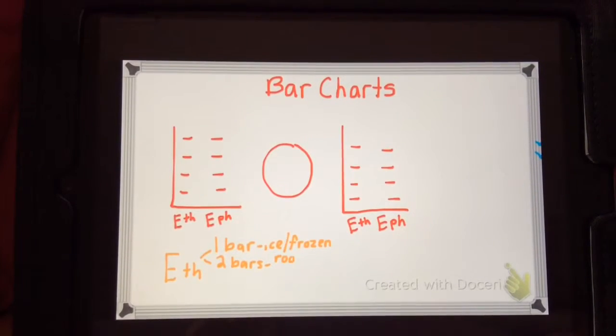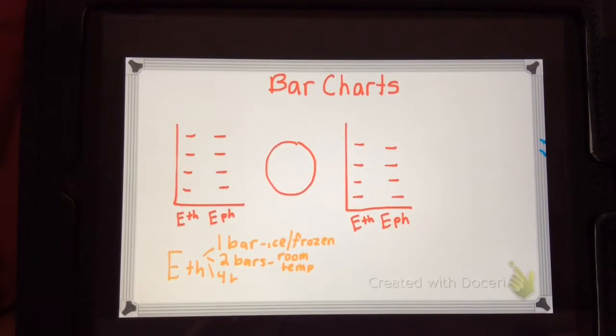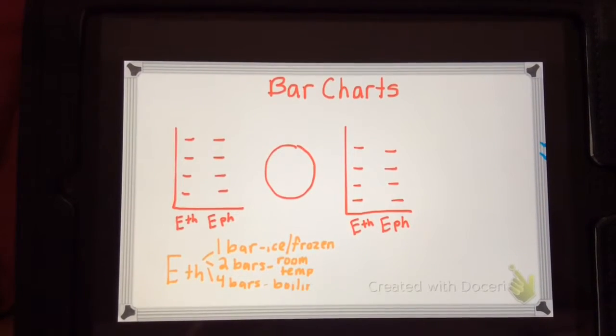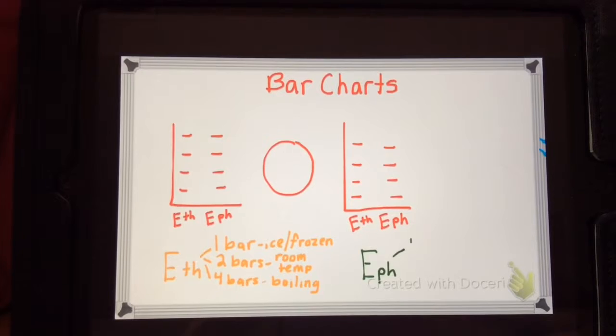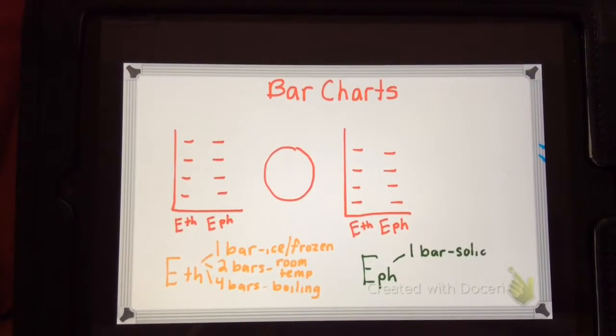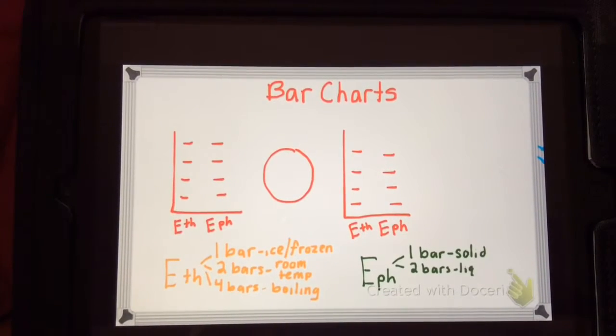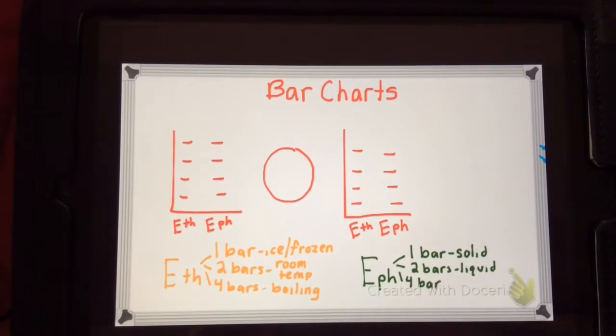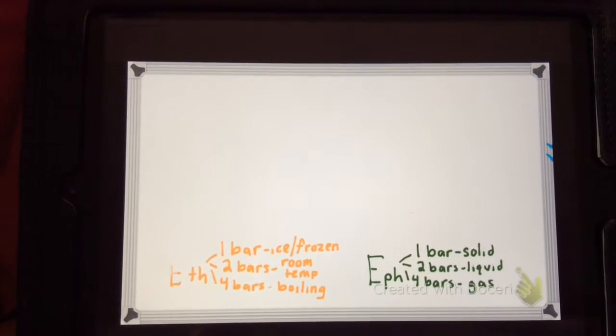We go from 1 bar to 2 bars to 4 bars because there's such a huge amount of energy between liquid and gas and room temperature and boiling. For E phase, 1 bar is solid, 2 bars is for when it's a liquid, and 4 bars if it's a gas. Now that you know the basics, let's apply it to some problems.